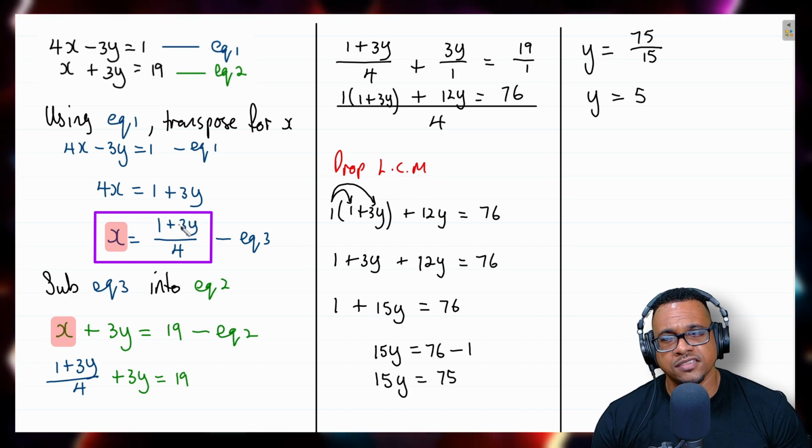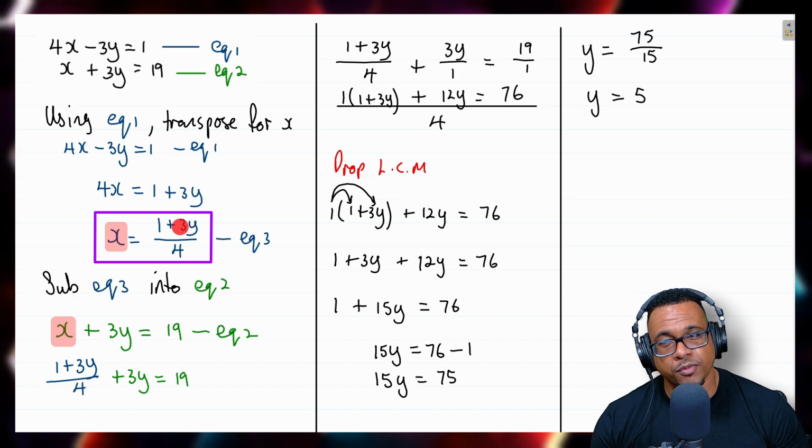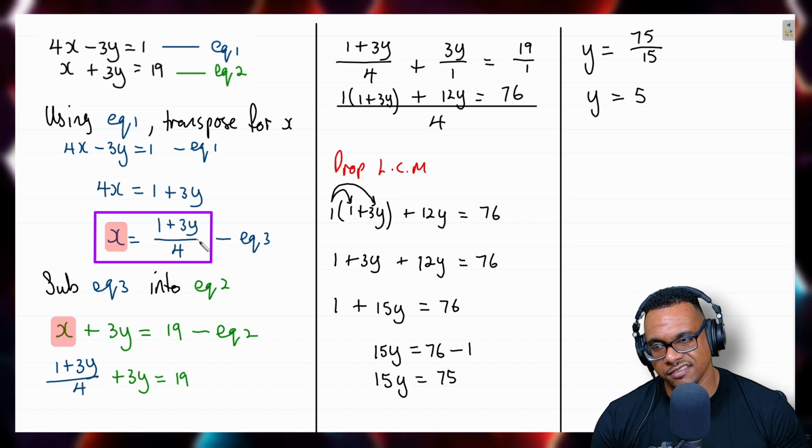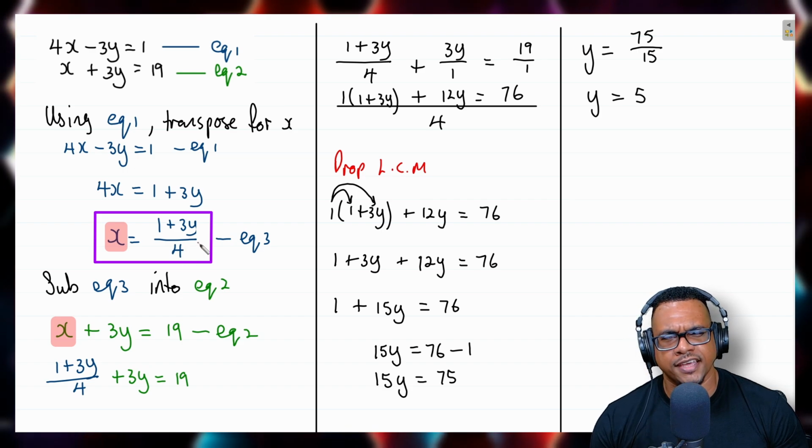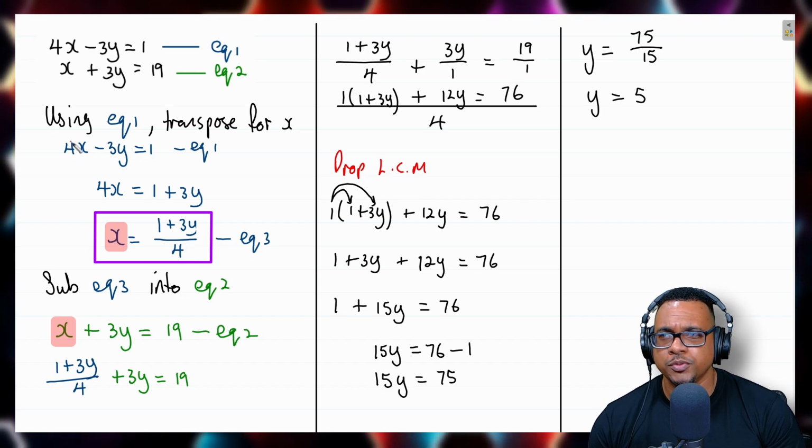So this is 1 plus 3 multiplied by y, so 3 multiplied by 5 is 15. So 1 plus 15 is 16. 16 divided by 4 is 4. And you get x is equal to 4. But let's show the working.